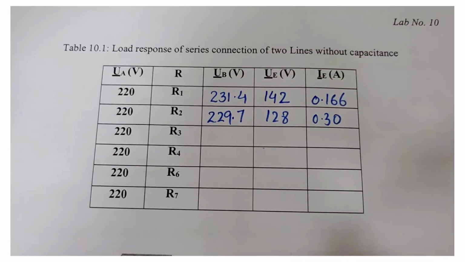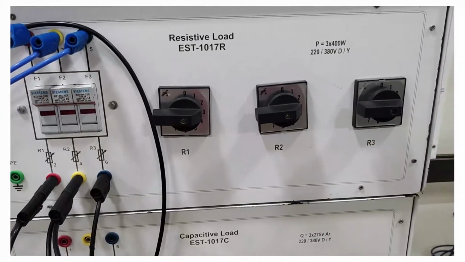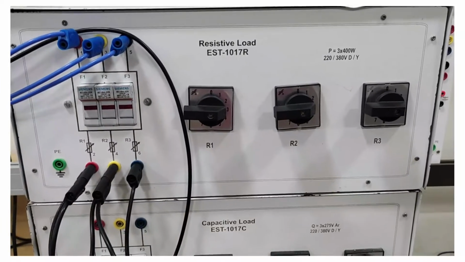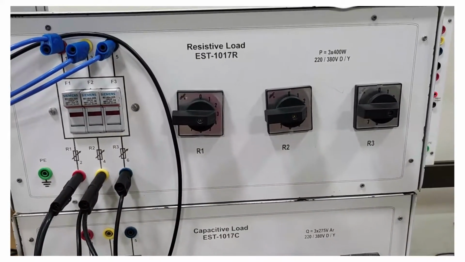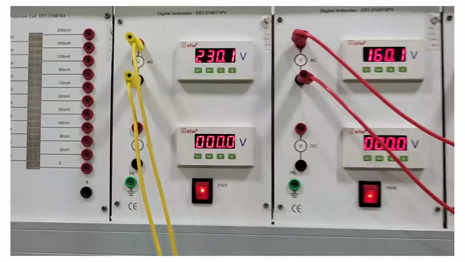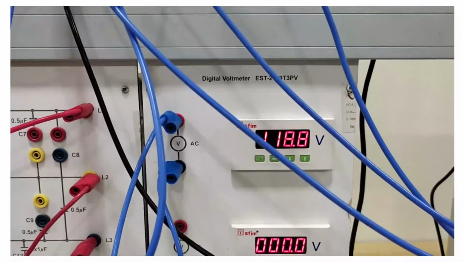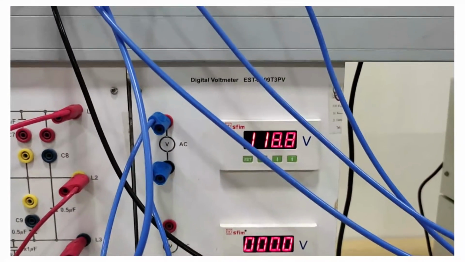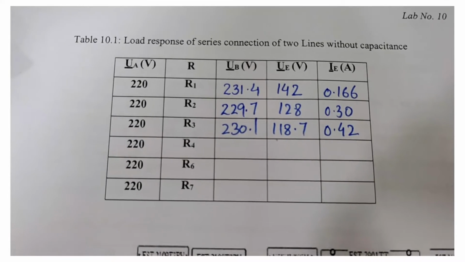Now we will change our load to the R3 value. Here students, you can see I have set the load resistive value to R3, and again we will measure the voltage and currents. You can see here this is our sending end voltage, and this is our receiving end current and receiving end voltage. So we will fill the table accordingly. So students, we have filled the table for the R3 value.